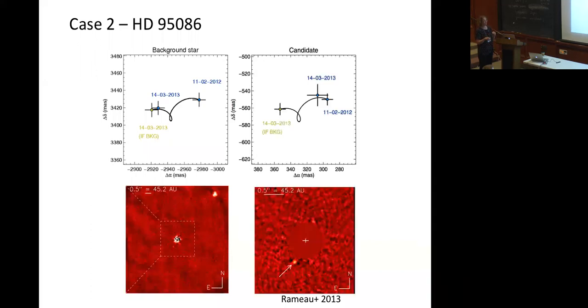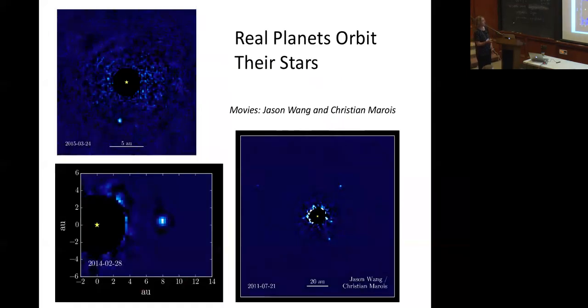The planet candidate started here, and it should have been here if it were a background object, but it actually is in pretty much the same place that it was. So this is an example of a successful common proper motion validation of an exoplanet candidate, and all the other ones have been validated in the same way. So this is a common technique.